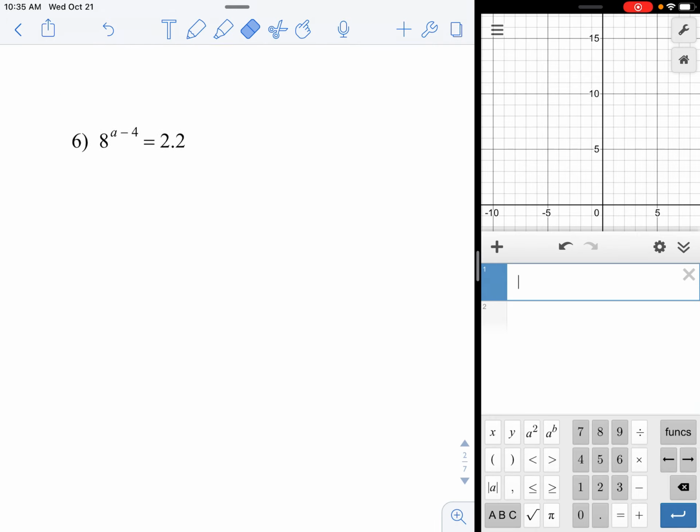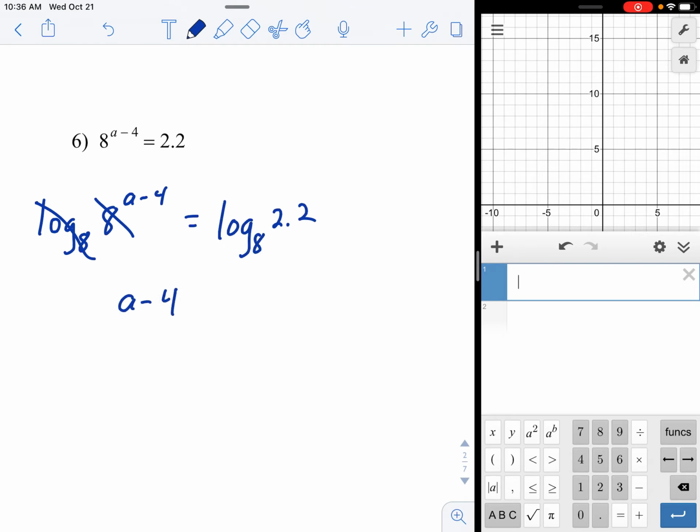All right, number 6. Let's just start getting through these. 8 to the a minus 4 equals 2.2. To cancel out an 8, I need to take a logarithm whose base is also 8. I have to also take a log base 8 of this side. So I get a minus 4 equals function log a. The base is 8. The argument is 2.2, not 22, 2.2. I get 0.3792.